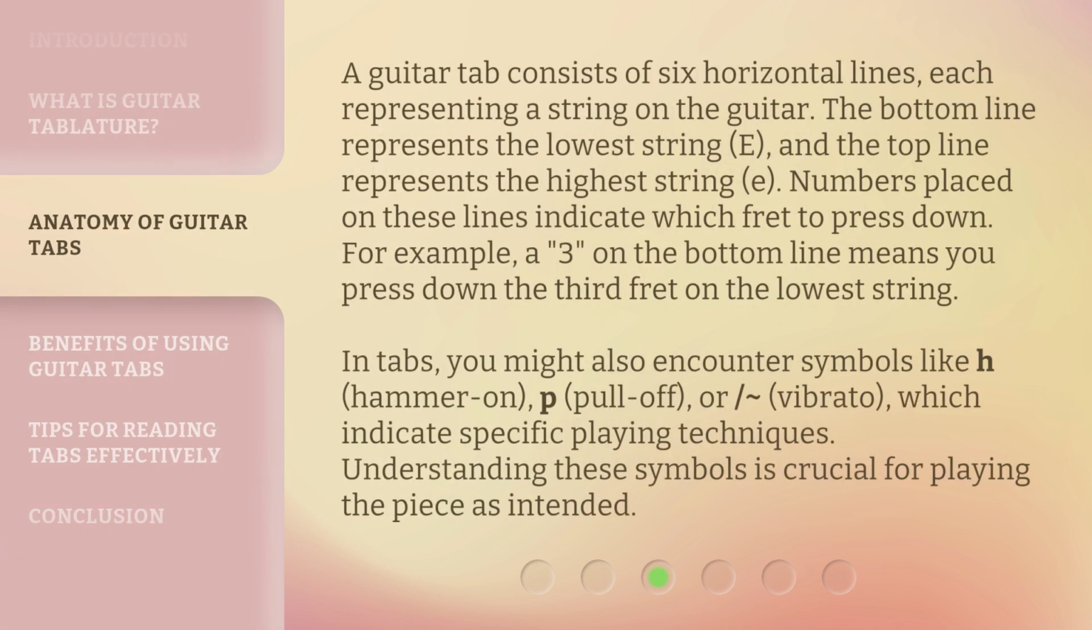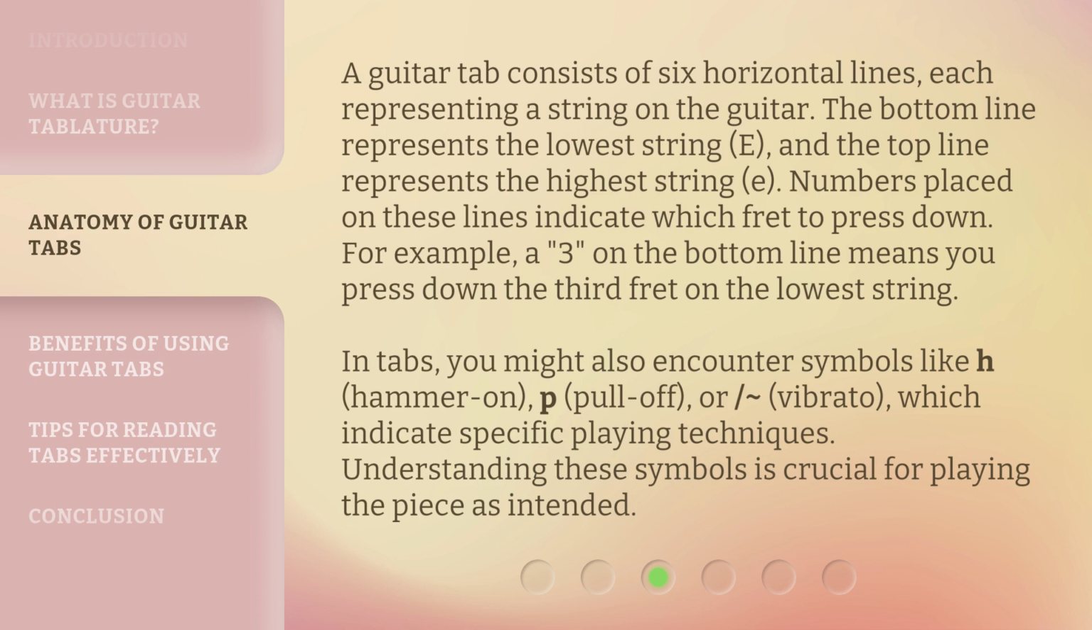A guitar tab consists of 6 horizontal lines, each representing a string on the guitar. The bottom line represents the lowest string, E, and the top line represents the highest string, E. Numbers placed on these lines indicate which fret to press down. For example, a 3 on the bottom line means you press down the 3rd fret on the lowest string.